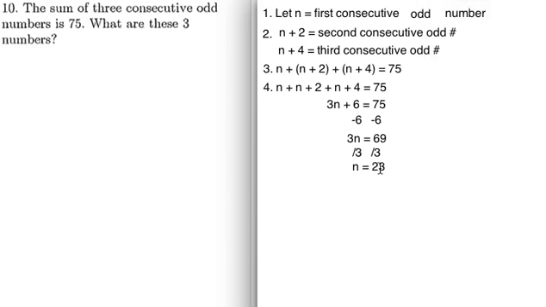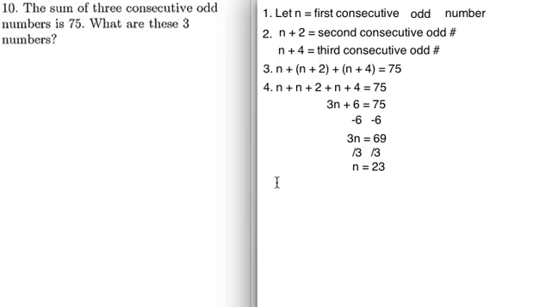I want to check, do I have the right numbers here? If 23 is my first consecutive odd number, that means that n plus 2, my second one, will be 25. My third one will be 27. 23, 25, 27. If I add those 3 together, 23 plus 25 is 48. Plus 27 gives me 75. That matches the information here. I've verified. I'm happy. I've got the right numbers.